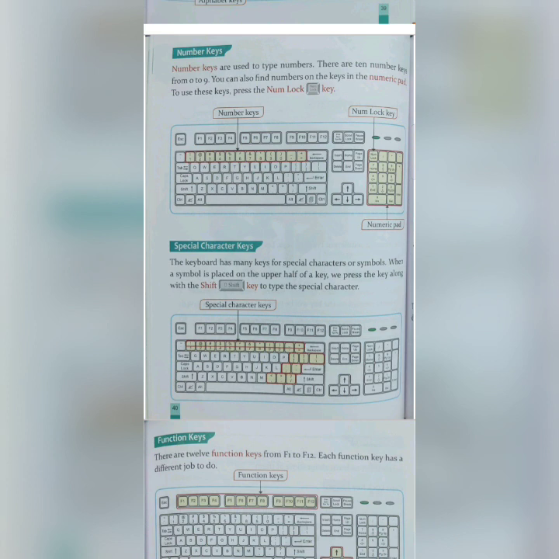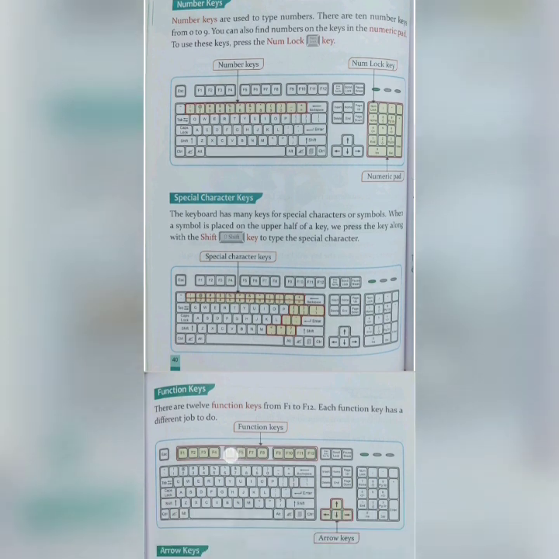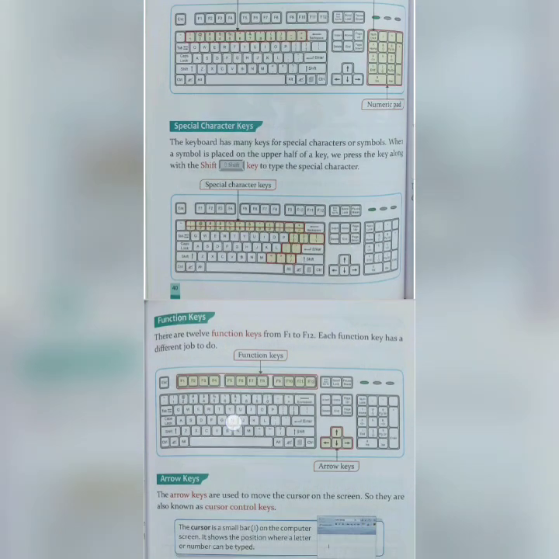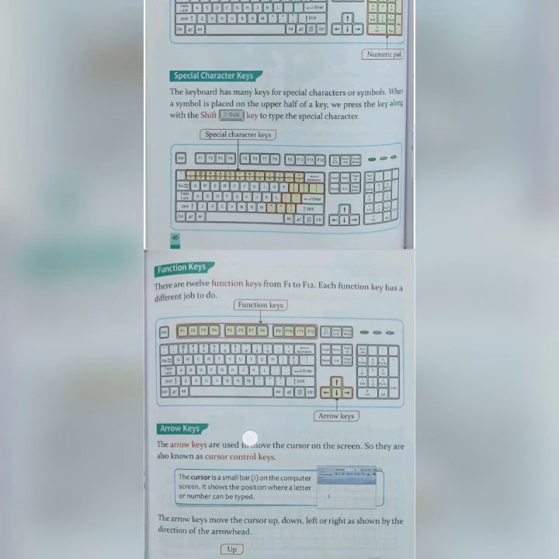To use these keys, press the num lock key. So when you're using any numbers, press any of them and it will get typed. And on the other side, at the right hand side corner, you will find the numbers in a keypad form. So you can type from anywhere, from the left side also or from the right side also.